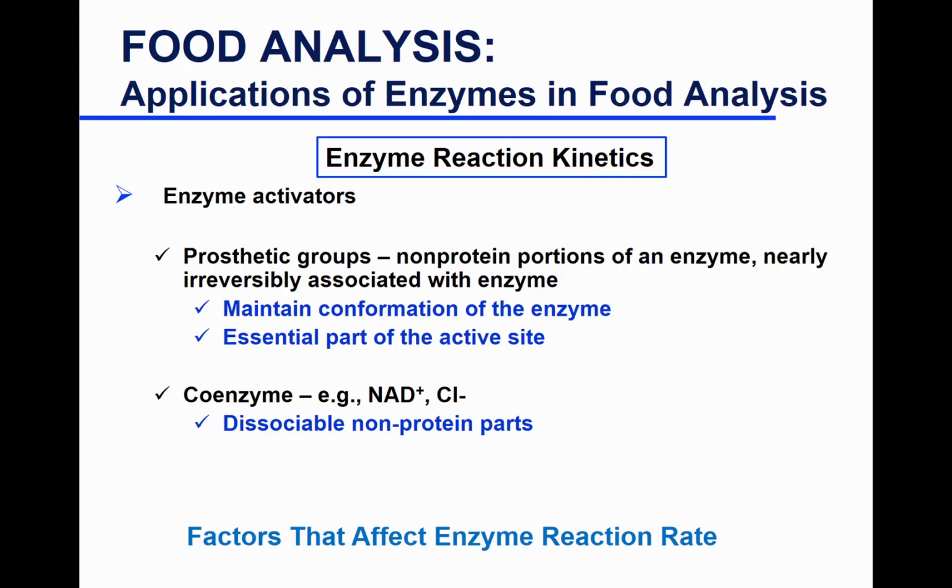So other factors that impact enzymes: activators, or cofactors we call them. Sometimes they're called coenzymes, and they can be prosthetic groups. That means groups that associate really irreversibly with the enzyme, and they're the non-protein portion of the enzyme. Coenzymes dissociate. That means they interact and dissociate, so it's reversible. They will enhance the activity of the enzyme. Sometimes the enzyme will not work if you don't have a cofactor.